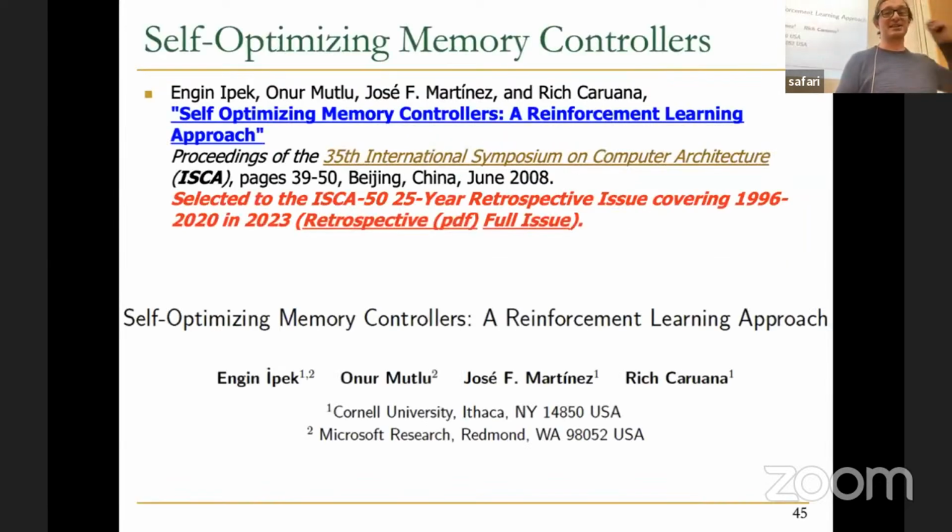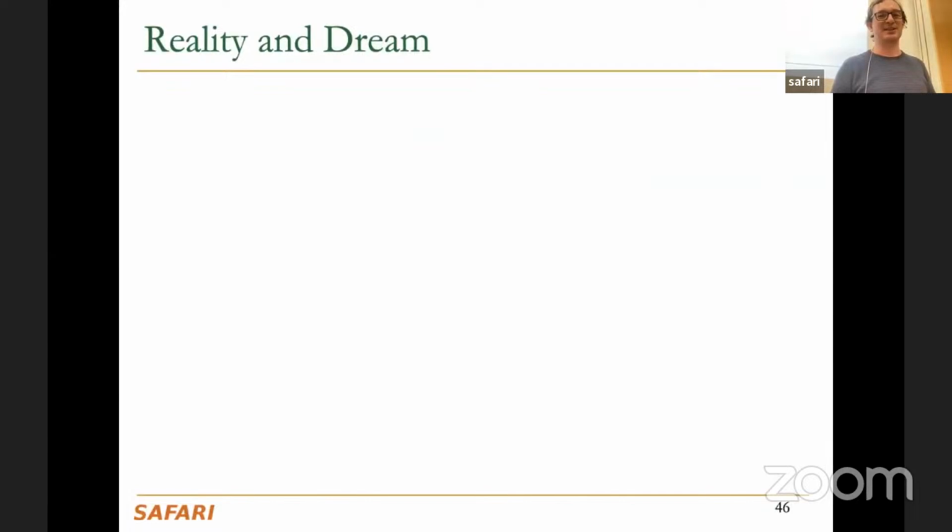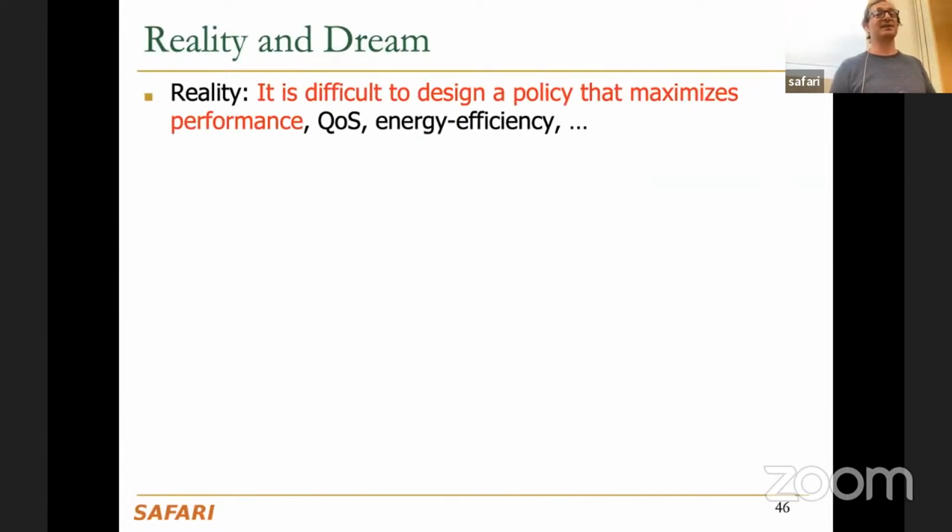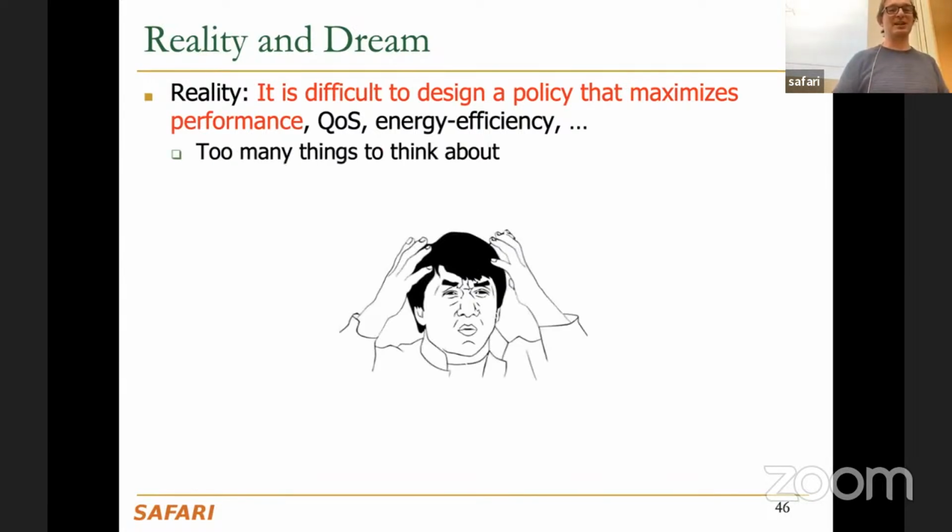So I'm going to describe this a little bit. This appeared in ISCA in 2008. It will be one of your readings, as you can see. But the idea is, it's really difficult to design a policy that maximizes performance. We're going to focus only on performance here, but there are other metrics, don't forget. There are too many things to think about.